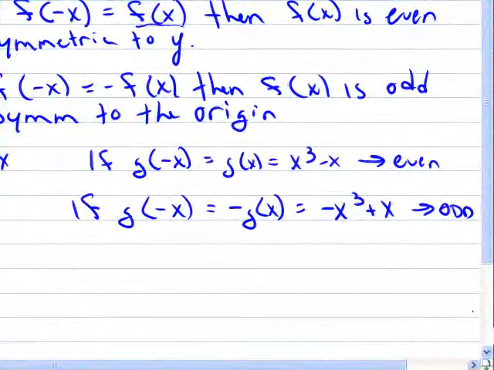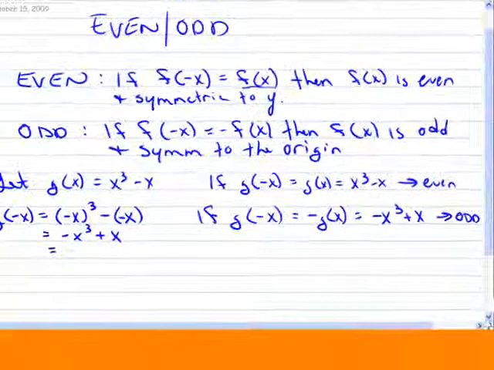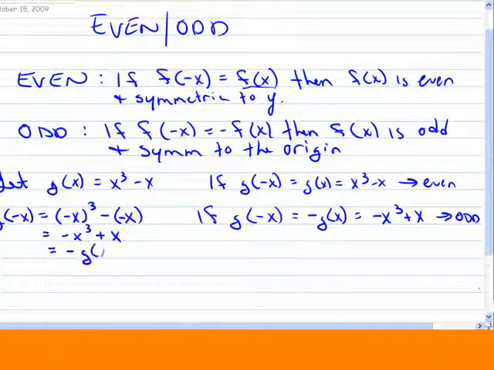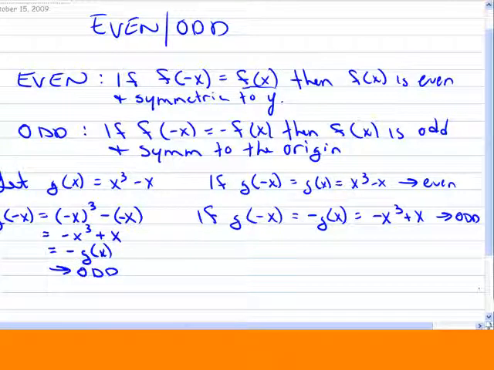That is the opposite of what I started with. When I started off, x cubed was positive, x was negative. Now, it's the opposite, right? X cubed is negative, but x is positive. That is the opposite of g of x, and that means this function is odd.